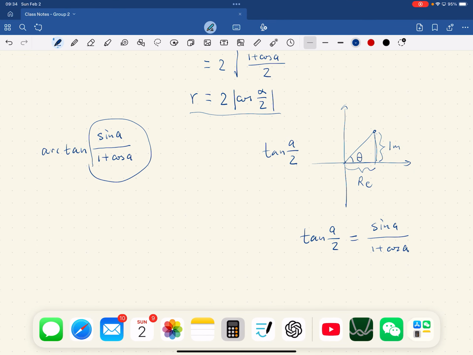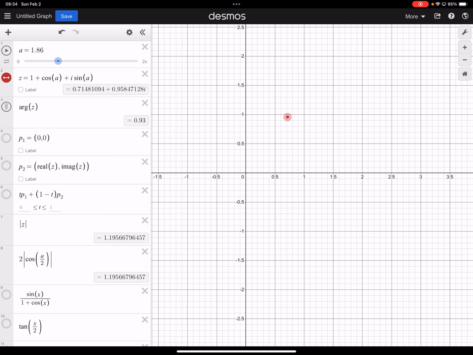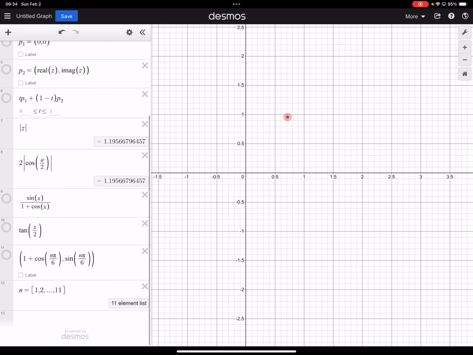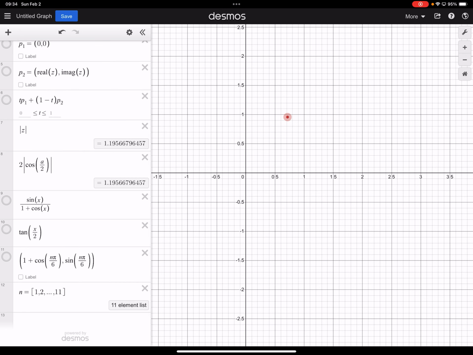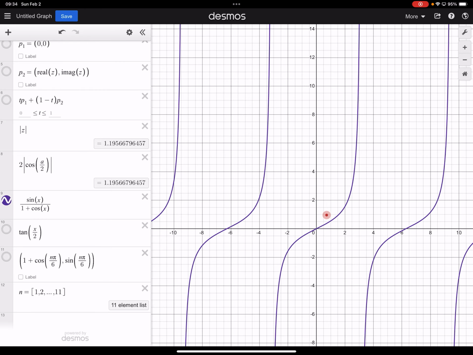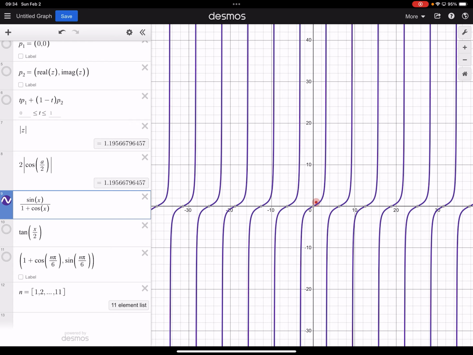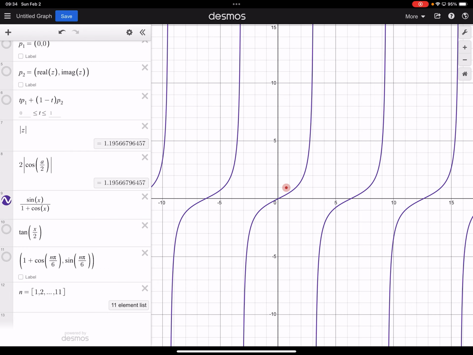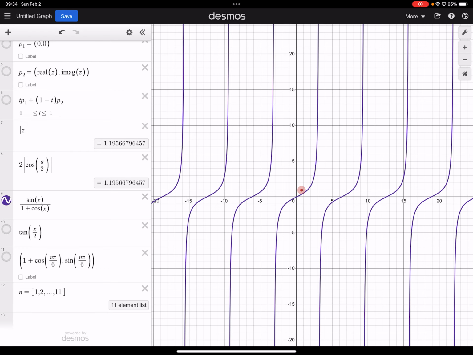Should we go here? Do I have it? No, I don't. Okay, so I have it here. So this is the graph for sine x over 1 plus cosine x, right? You can see the graph, it repeats. Okay. So that's what the graph looks like, right?